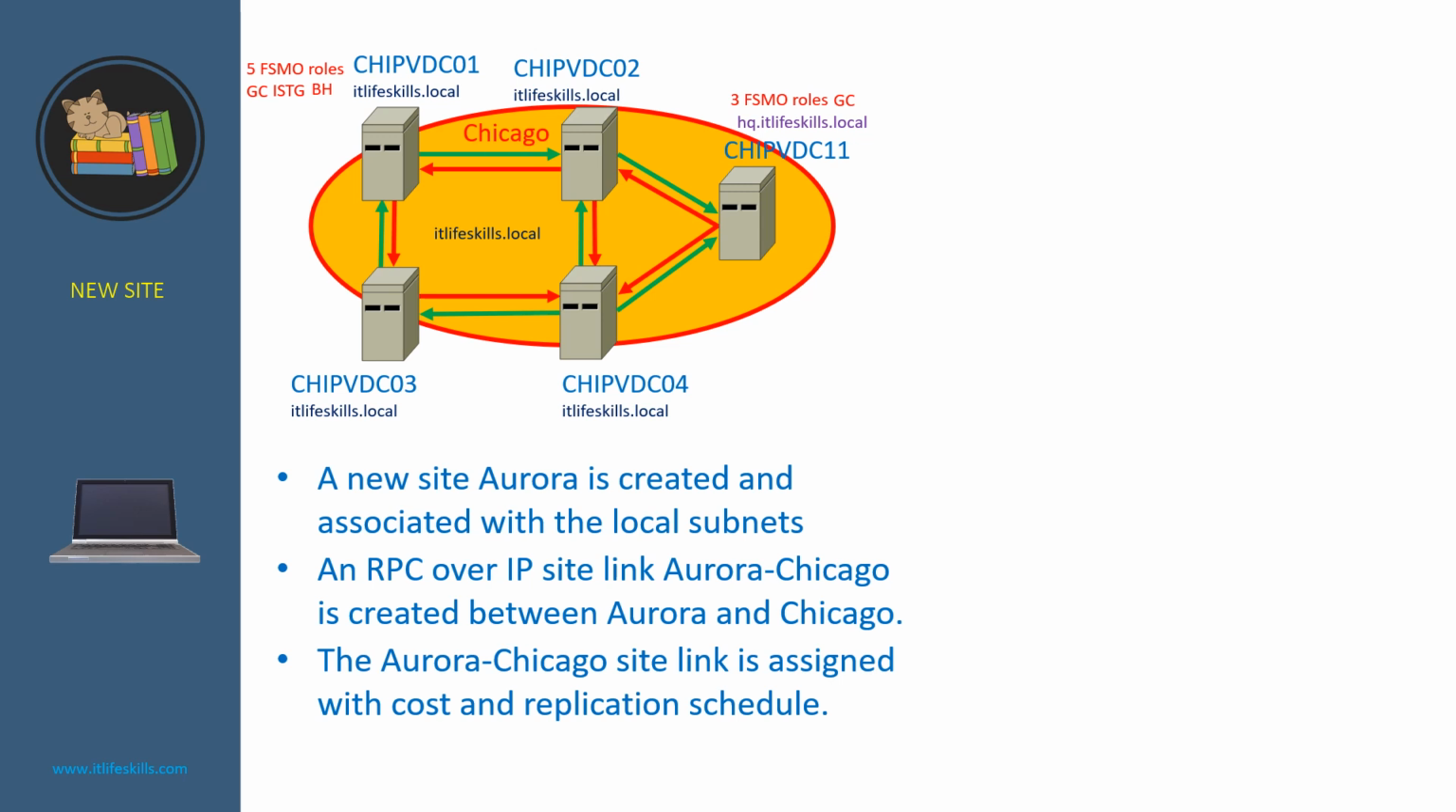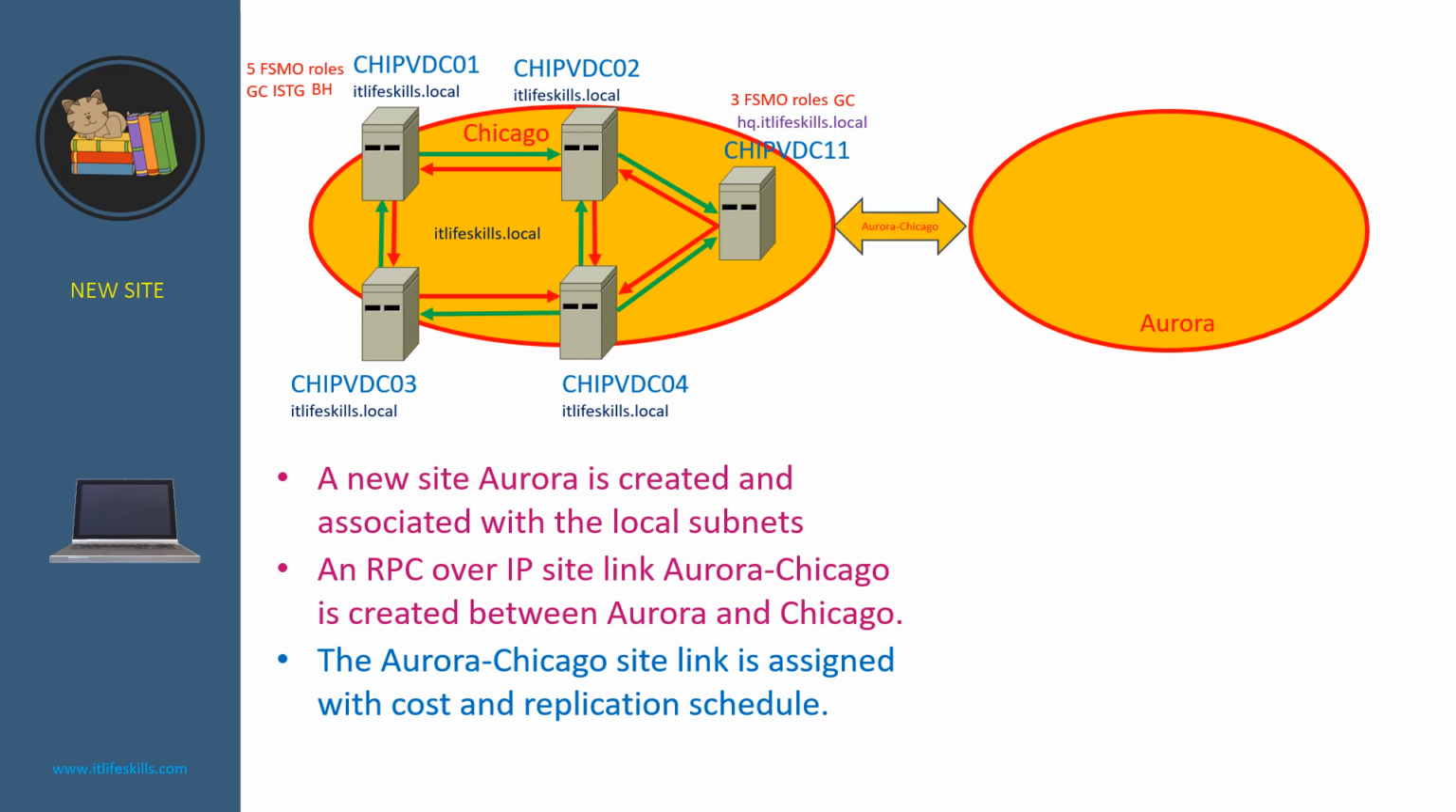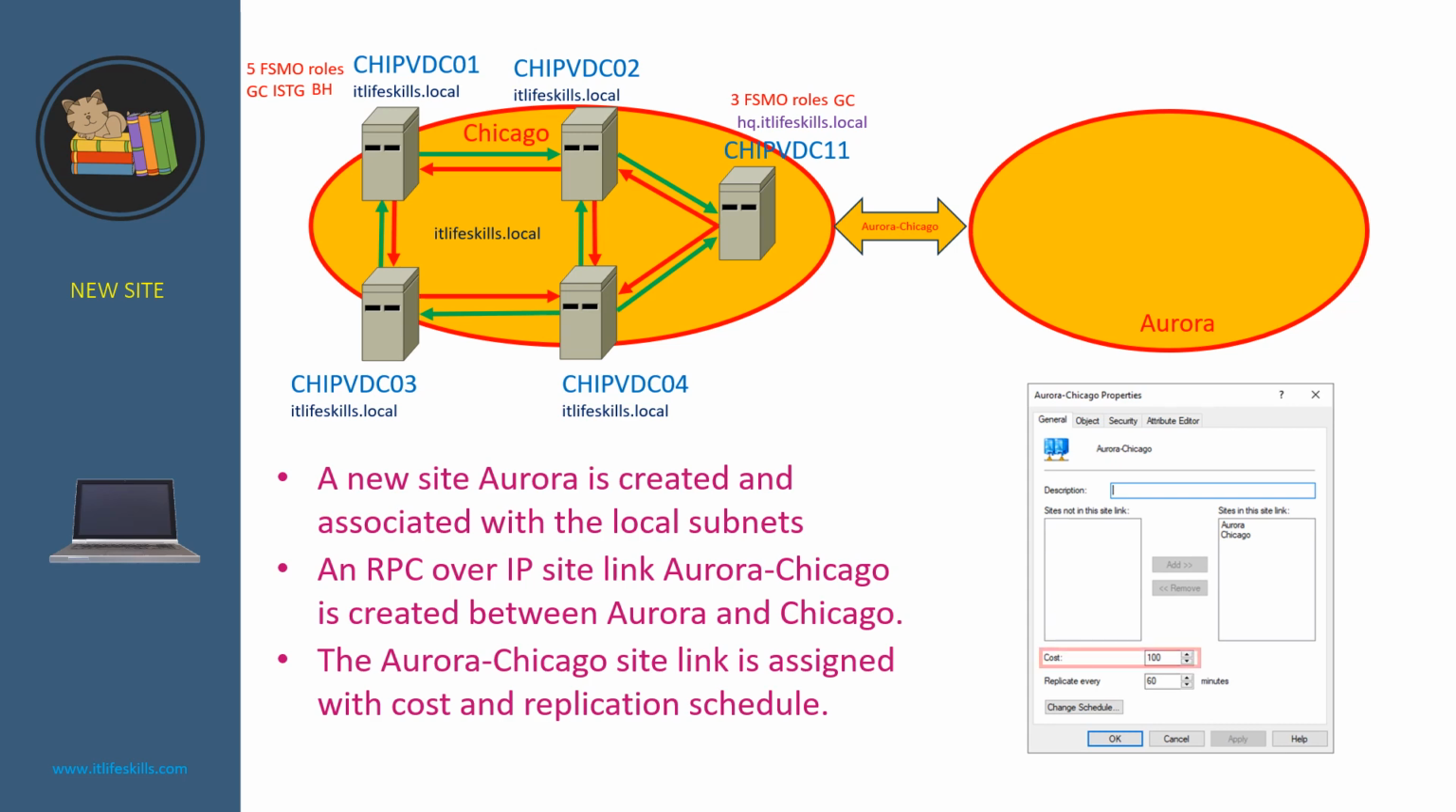Now we create a new site and name it Aurora. Between Aurora and Chicago, we create a new RPC over IP site link and we name it Aurora-Chicago. The Aurora-Chicago site link is a site link with cost and replication schedule.